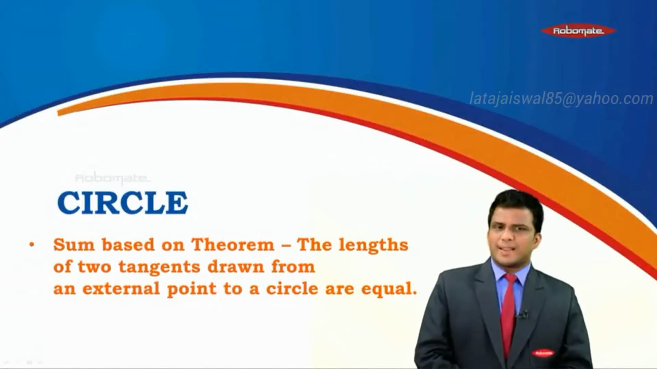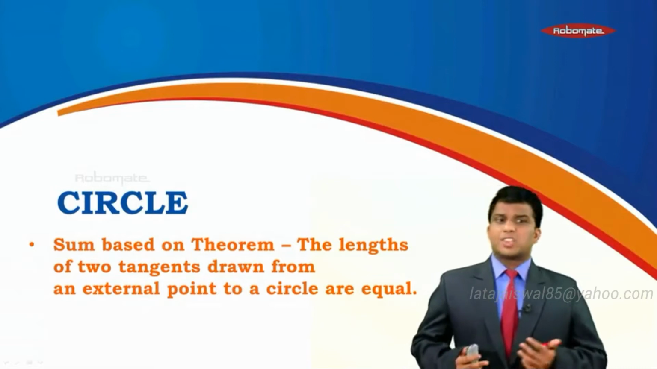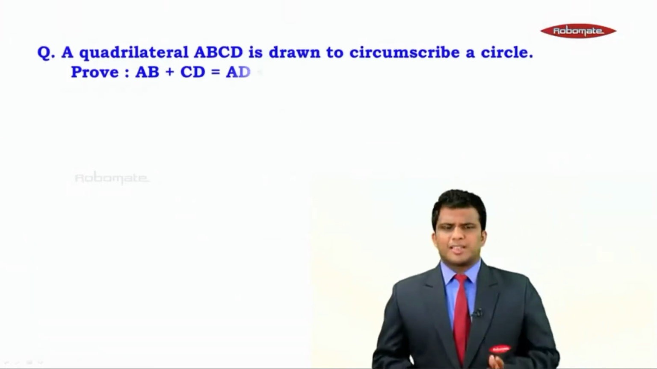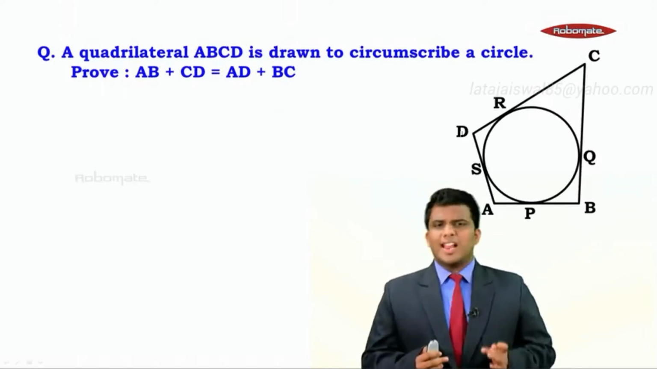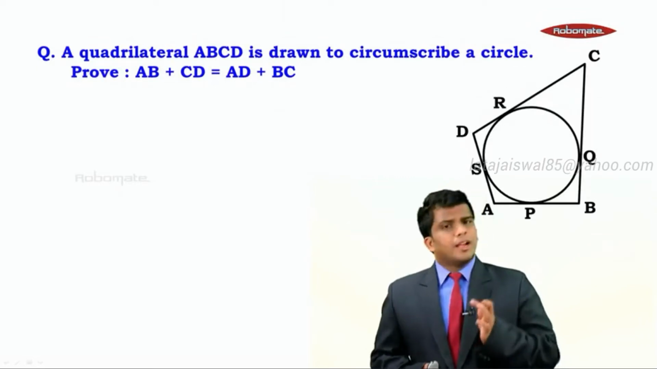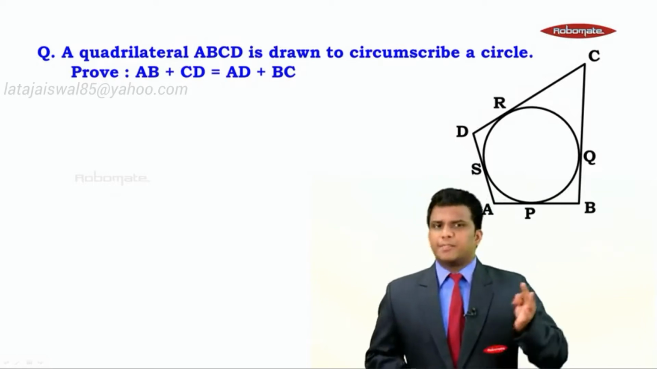Going to talk about the sum based on the theorem: the lengths of two tangents drawn from an external point to a circle are equal. Let's begin with this beautiful sum which is supported with a figure. Here the question says, a quadrilateral ABCD is drawn to circumscribe a circle. Prove that AB plus CD is equal to AD plus BC.